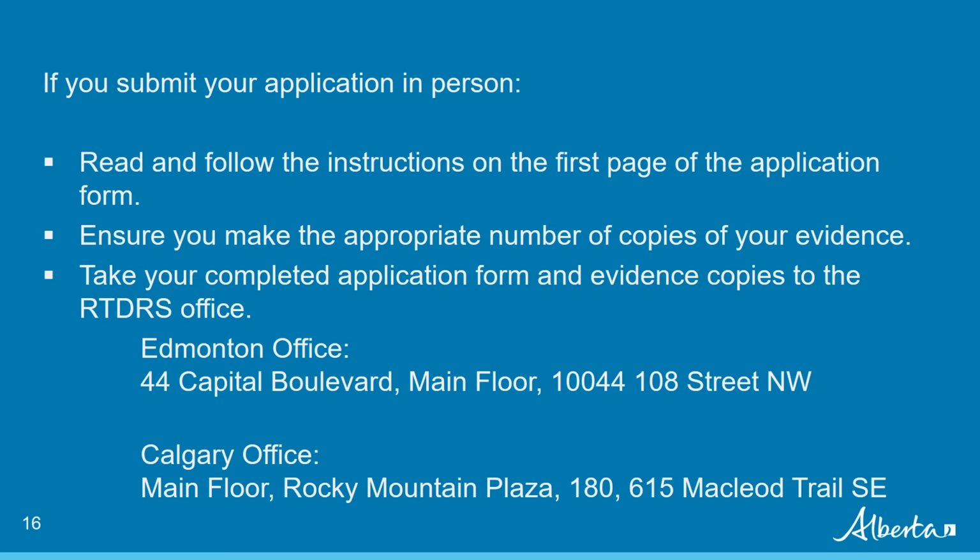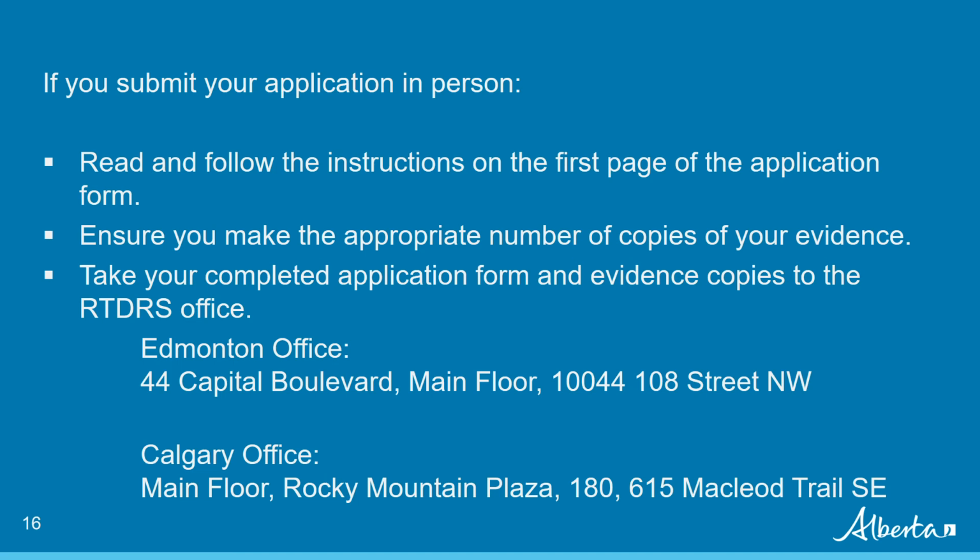If you are naming one respondent, you will need the original evidence plus one copy, resulting in 2 sets of evidence in total. If you are naming 2 respondents, you will need the original evidence plus 2 copies, resulting in 3 sets of evidence in total. If you are naming 3 respondents, you will need the original evidence plus 3 copies, resulting in 4 sets of evidence in total. Take your completed application form and the correct number of evidence copies to the RTDRS office.